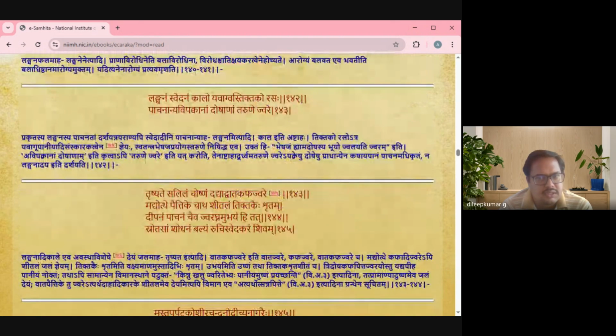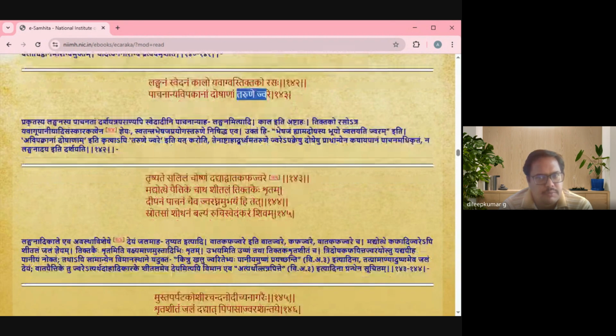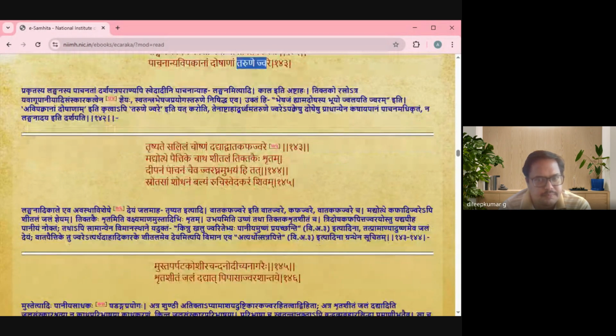So this is the Chikitsa Sutra of Jvara in Taruna Jvara. This is an important shloka. Langhanam svedanam kalo yavagu tiktakorasa pachana, doshanam pachanani vipakvam taruna Jvara. So in Taruna Jvara, this is the line of treatment: langhana, svedana, kala, yavagu, tikta rasa, followed by pachana. So that is the line of treatment in Taruna Jvara.